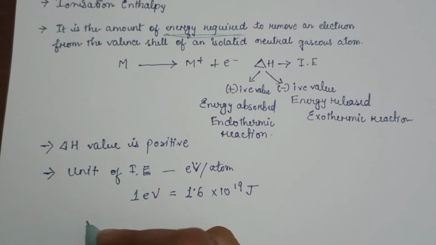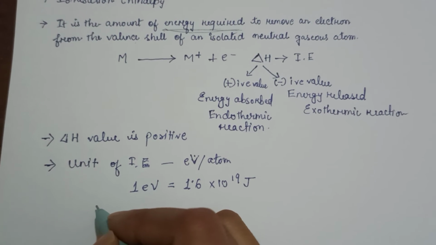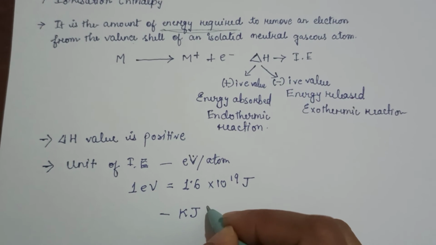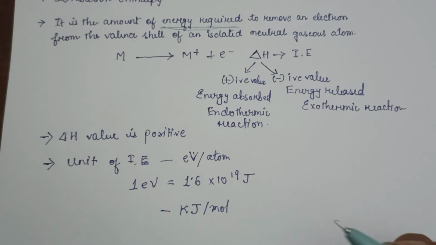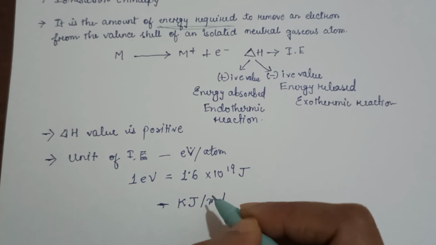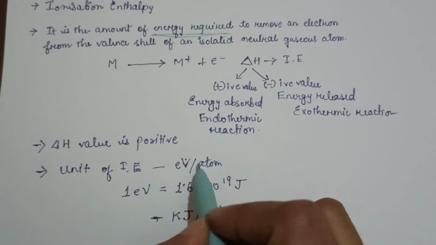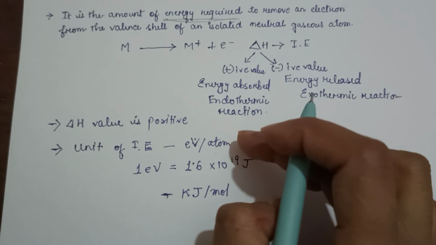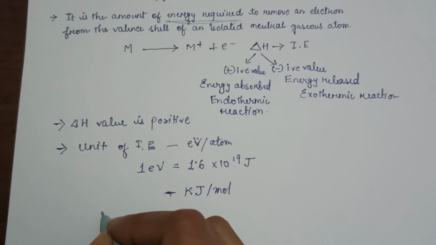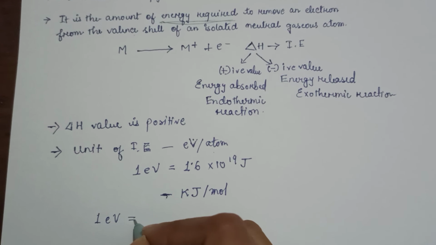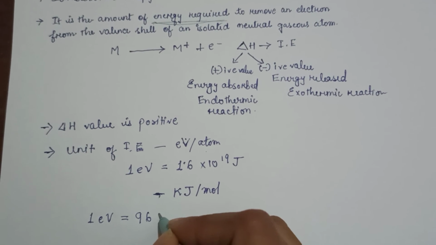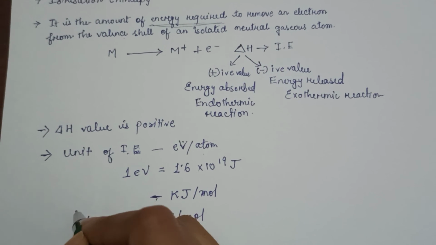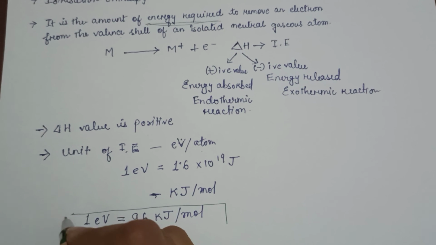So now there is another unit for ionization enthalpy, that is kilojoule per mole. This is the unit for moles, this is the unit for per atom. Now there's a relation between these two units, and that is 1 electron volt is equal to 96 kilojoule per mole. So this is the relation that we have to memorize.